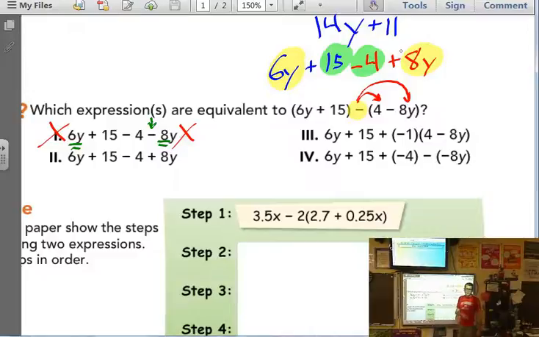So hold on. Question: is there an easier way to figure out that one wouldn't work? I would much prefer you say another way, because easy is relative. Easy in your brain might be really complicated in somebody else's brain. So another way, you could have looked at the 6y plus 15 minus 4 plus 8y right there. You wrote it.